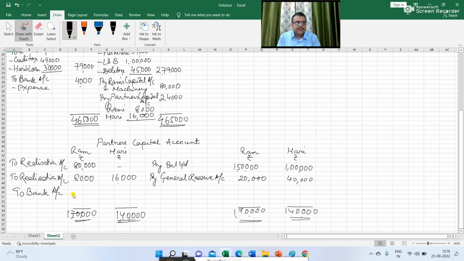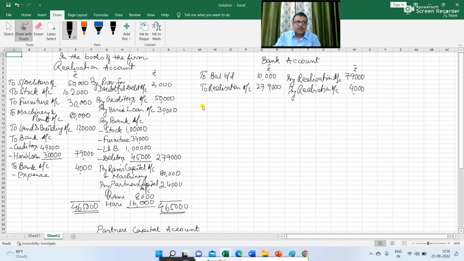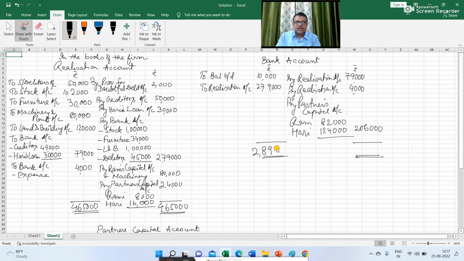So Ram will be paid 82,000 and Hari will be paid 1,24,000. So in bank account we have to record this transaction. So in bank account I am writing by partners capital account Ram 82,000 and Hari 1,24,000. So total is 2,06,000. So total of bank account on debit and credit side is rupees 2,89,000.